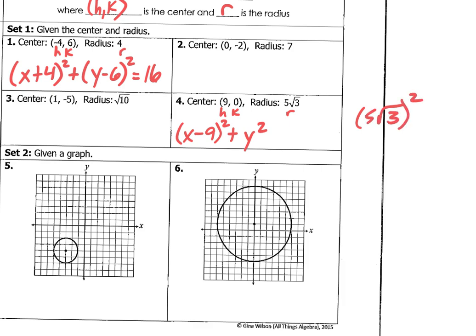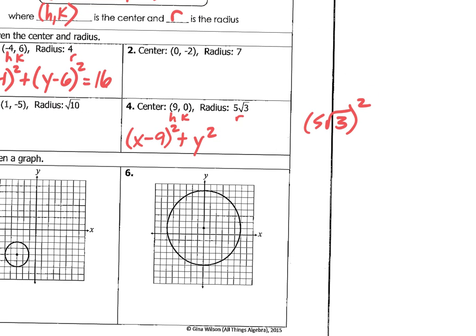Okay, now here's the part that is a little bit tricky. If I square 5 radical 3, it's been a while since we've dealt with some radicals. When I square 5 radical 3, I got to square both numbers. When I square 5, I get 25. What happens when I square radical 3? Radical just goes away. So this is 25 times 3, which would be 75. And that would be my equation.